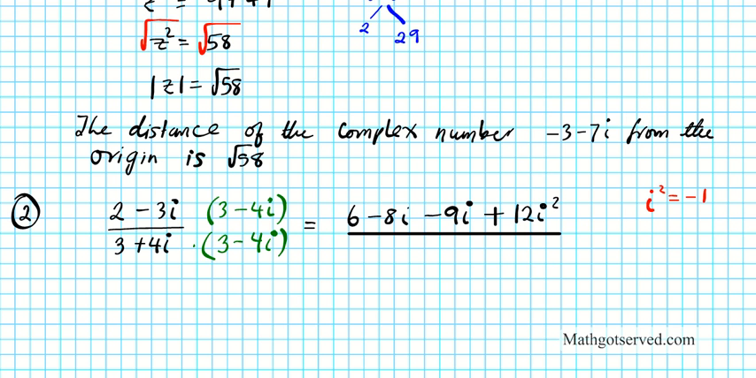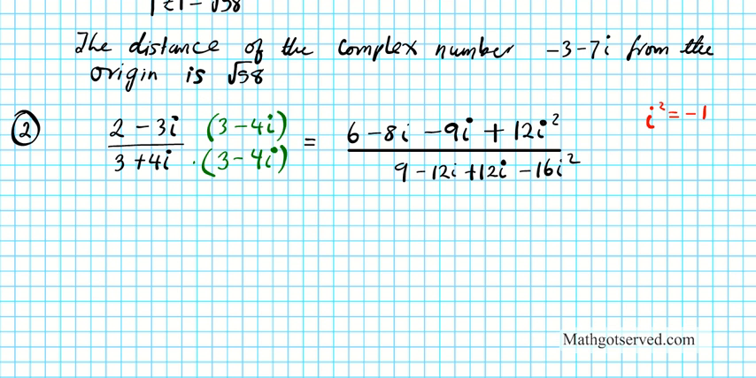We're going to have 3 times 3, which is 9. And then 3 times -4 is -12i. 4i times 3 is positive 12i. And then 4 times -4 is -16i squared. Alright? So let's simplify that further.